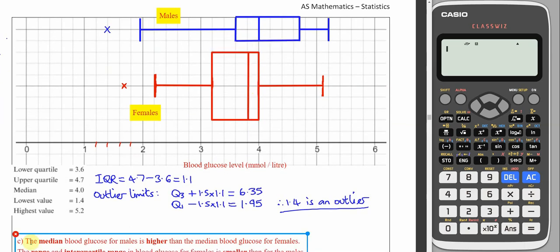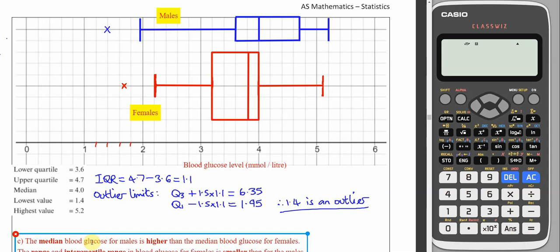So you can start by saying the median blood glucose. It must be in context. Don't just say the median is bigger for the males. Median of what? Always include context. The median blood glucose for males is higher than the median blood glucose for females. We can see that from the box plot. We also see it just by comparing the numbers as well. So that's a measure of location compared.